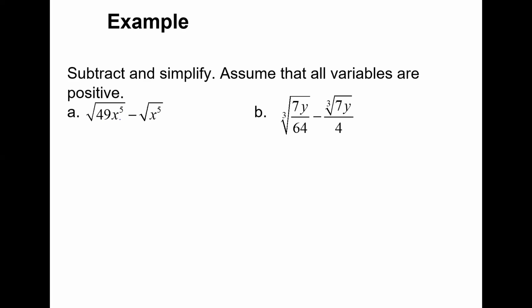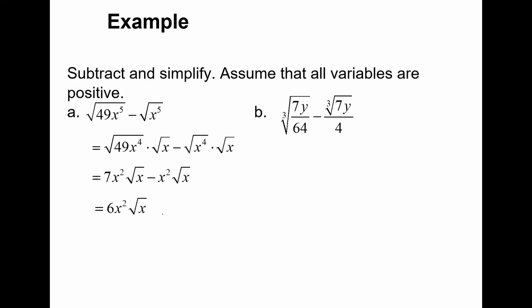So 7x squared minus x squared. And then, let's go ahead and show what we have. And so now we have only 6x squared, square root of x in the final answer.